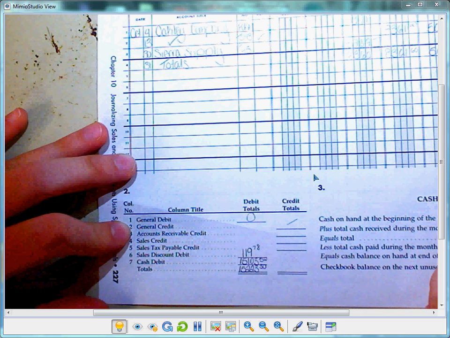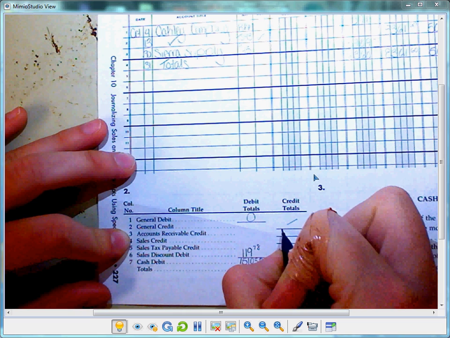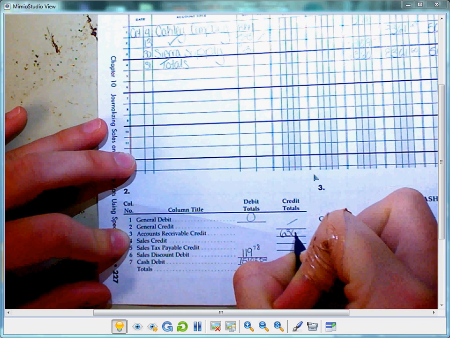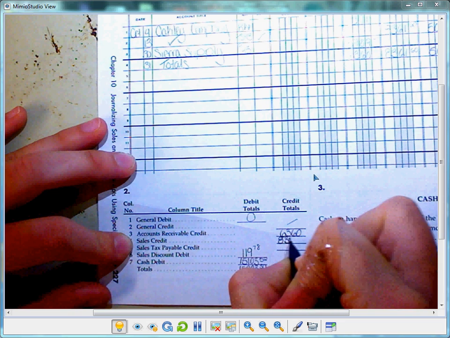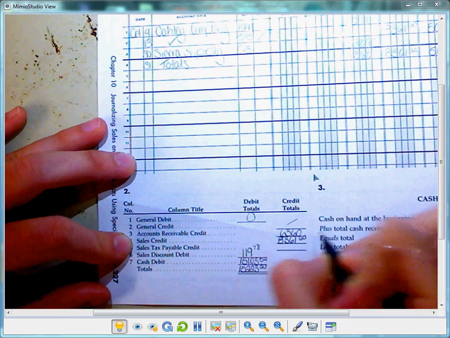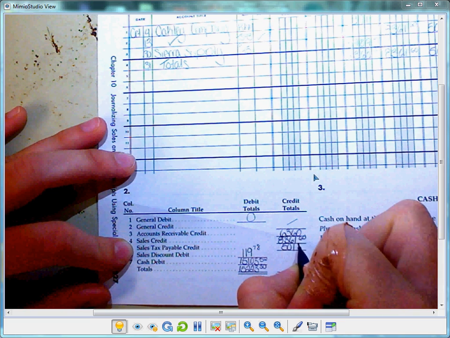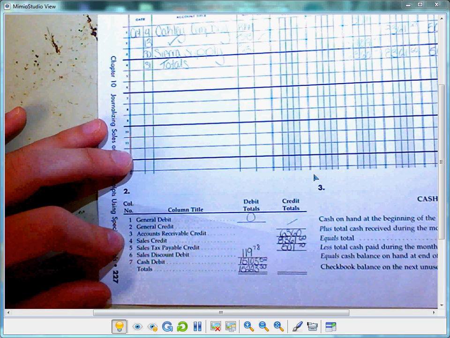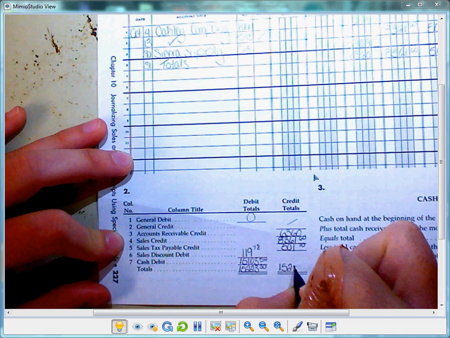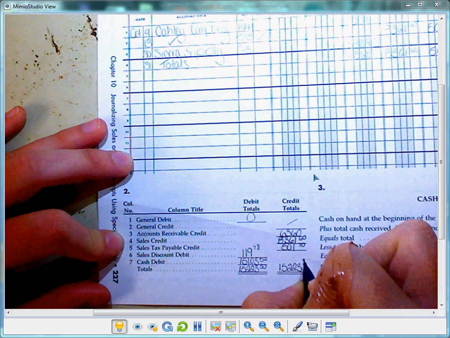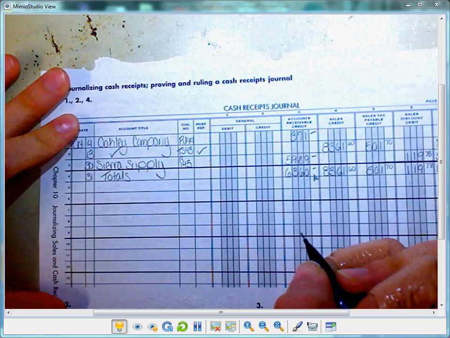Then for our credit totals, general credit is nothing, so 0 or the dash. Accounts receivable credit, $6,360. Sales credit, $8,361.60. And our sales tax payable, $501.70. If we add those up, our credit totals are $15,223.30. So our debits and credits equal, so then you can do a double rule across all of your amounts.